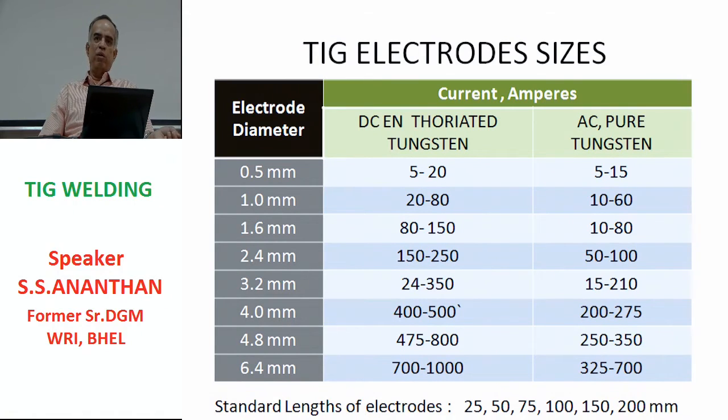6.4 mm diameter electrode. These electrodes are available in different lengths also, starting from 25 millimeter up to 200 millimeter. There are special cases, even 300 millimeter electrodes are available, where the torches have to be very long to hold this particular electrode. But the most common is 100, 150 millimeter.